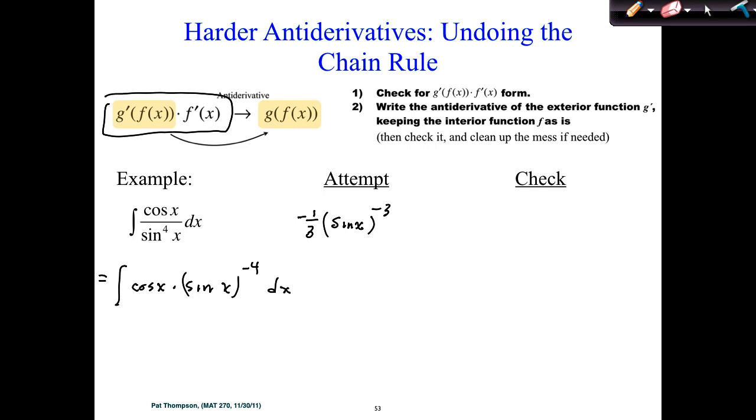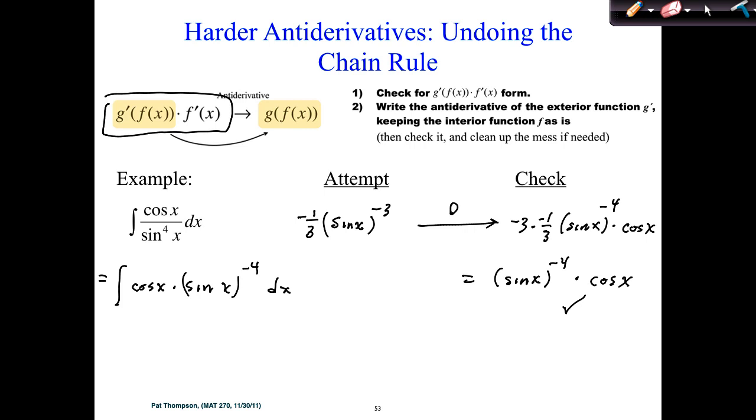Check it with the derivative, right? So now we're going to do the derivative to check. We're going to get, by the chain rule, negative 3 times negative 1/3 sine x to the negative 4th times cosine x, equals sine x to the minus 4 cosine x. And we ask, is it exactly the same as the rate function we started with? Exactly. Yep, it's exactly the same. We're done. So now we just have to write.